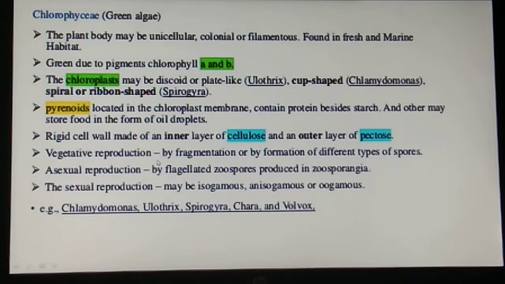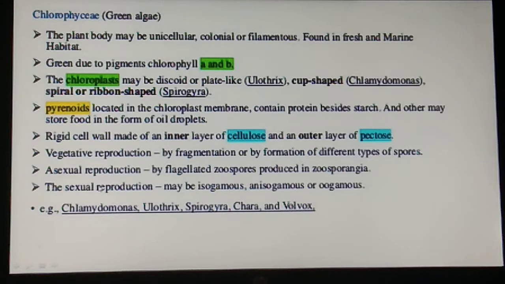Now they have a rigid cell wall that is made up of an inner layer of cellulose and an outer layer of pectose. Now, I have already told you this thing, students, that they can reproduce through vegetative reproduction, asexually, or sexually. So, how vegetatively? By fragmentation or by formation of different types of spores. How asexually, students? By flagellated zoospores produced in zoosporangia. Or sexually, that can be isogamous, anisogamous or oogamous that we have just discussed.